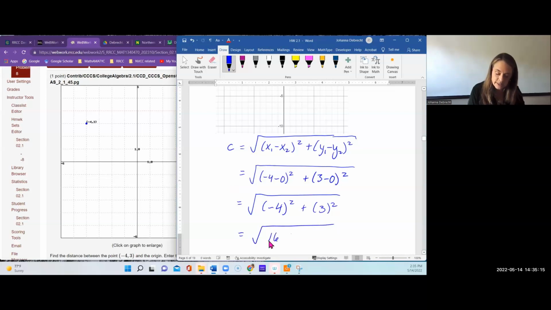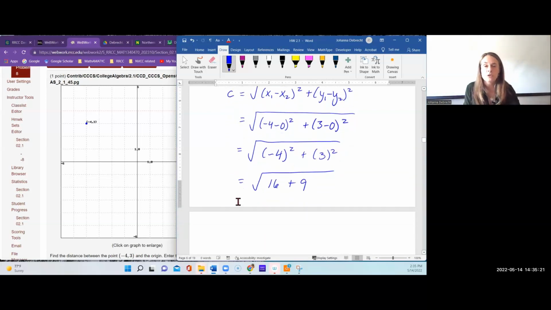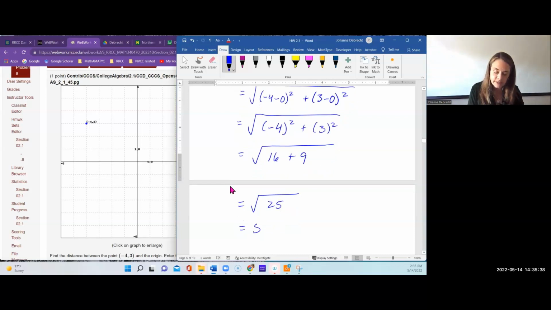This gives me 16 plus 9. Remember that you have to add first in order to find the answer. You've got to group these together because that's what the radical symbol represents, a grouping. So you add 16 plus 9 first to get 25. And then you take the square root, and the square root of 25 is 5, which is our final answer.